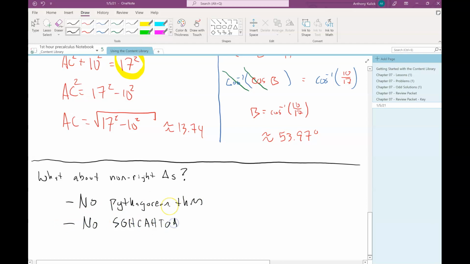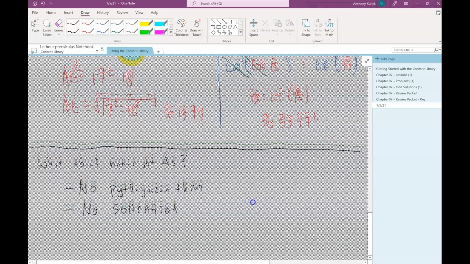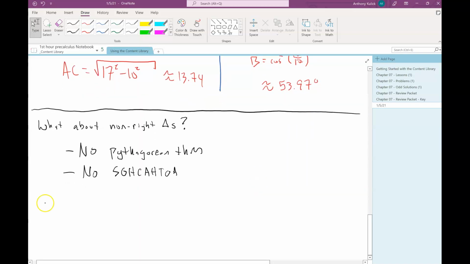We can't use that. We still have that the sum of the angles is 180 degrees, but we lost those two tools. Those two tools both require right triangles. So chapter 7 is going to give us the answers of what we do in that case. Okay.